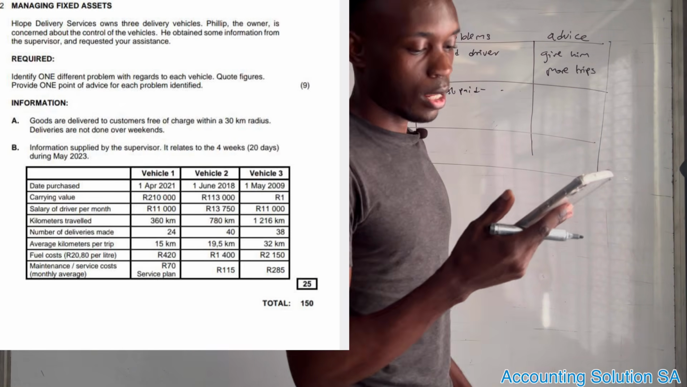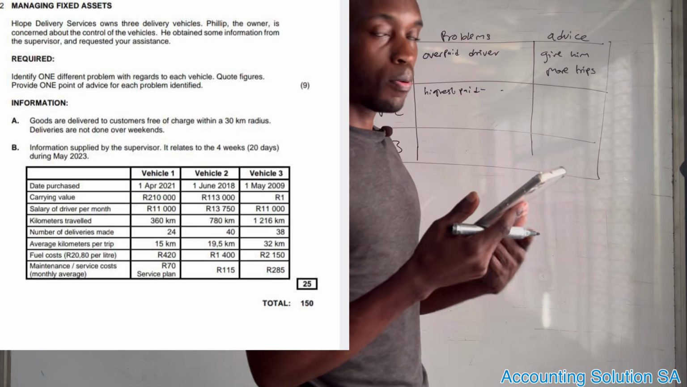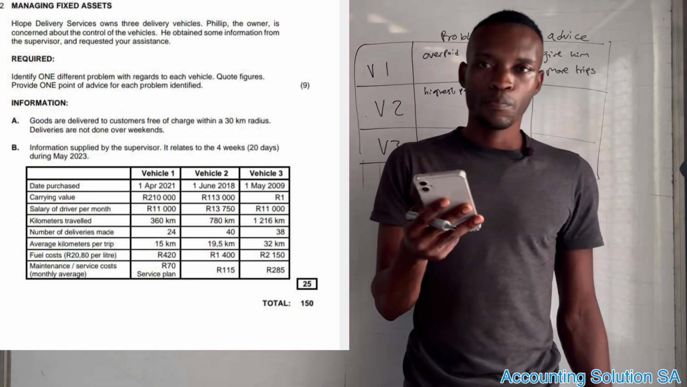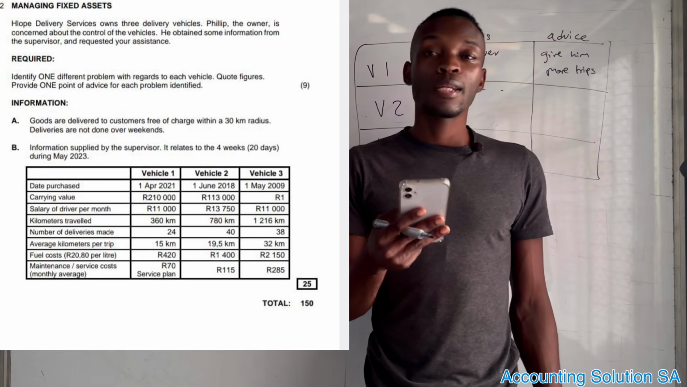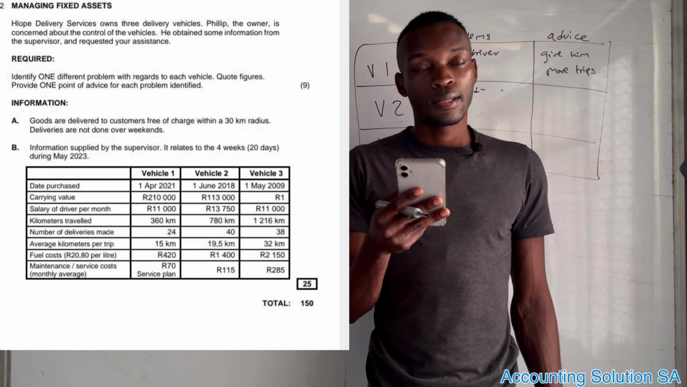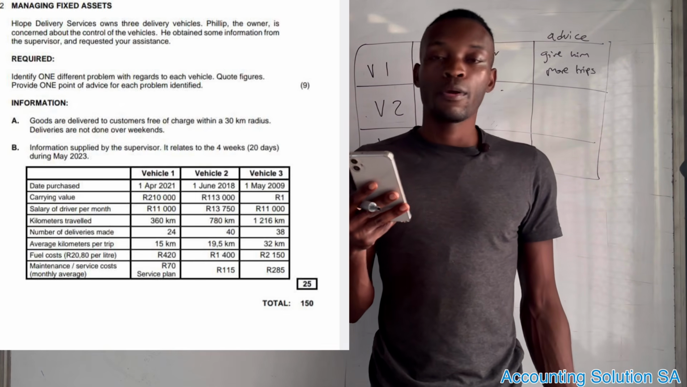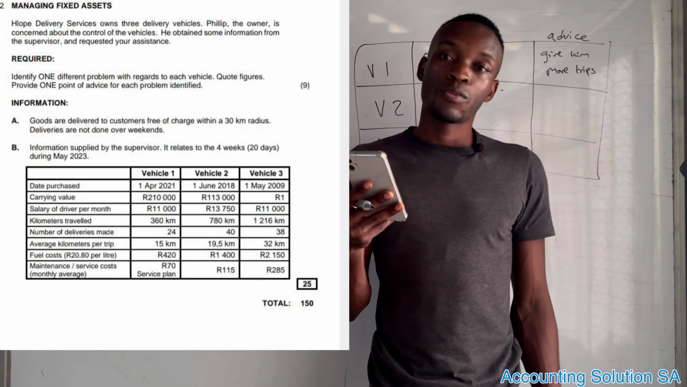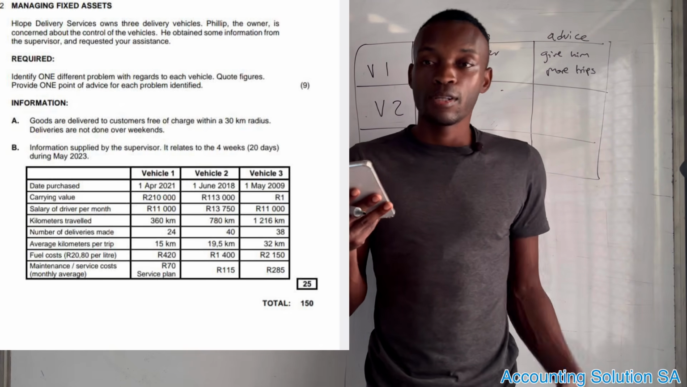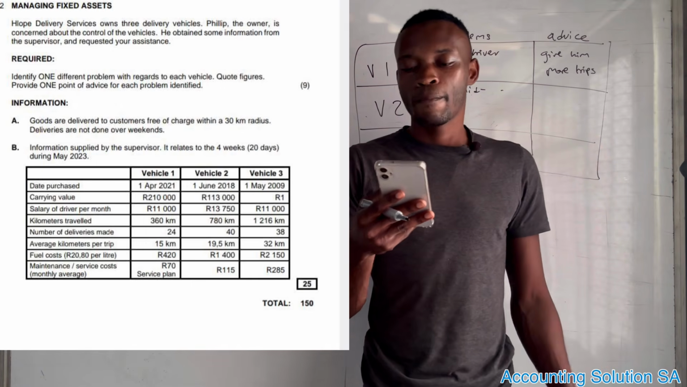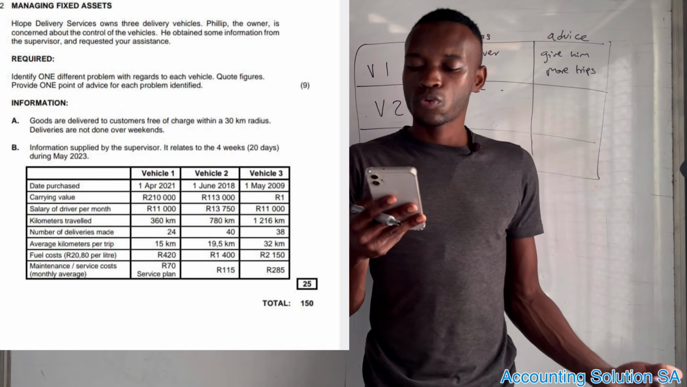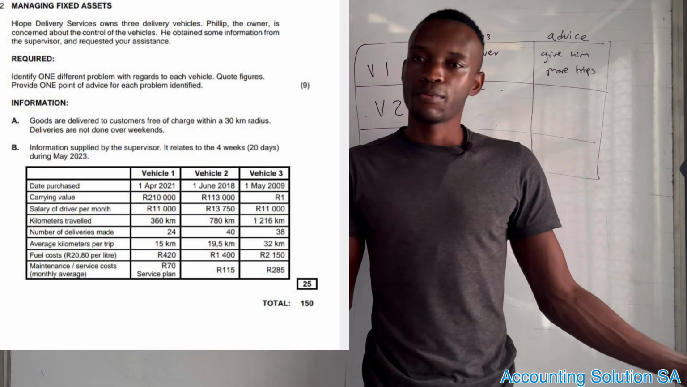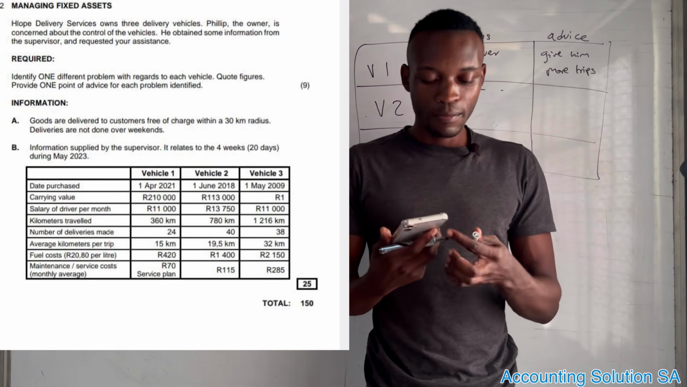And vehicle number 3, guys, the problem is that this vehicle is very old. A 2009 vehicle in 2023, it's very old. We have to sell this. You can check, even the current value is 1 rand, to show that they are just avoiding selling it at a negative amount. So how to solve a problem like this? Sell it, buy a new one. Simple stuff. I hope you learned something, guys.